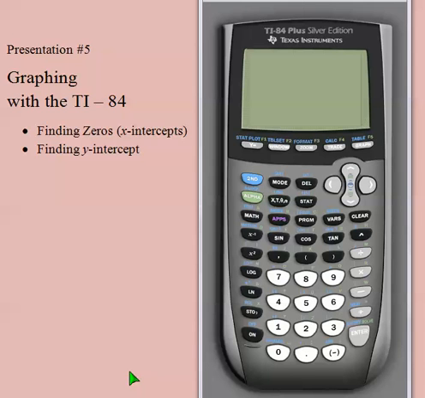Welcome to presentation number 5 on using your graphing calculator. What we're going to be looking at today is finding the x-intercepts, or zeros, and the y-intercept. You're used to the y-intercept. It's where the graph crosses the y-axis. We haven't found the x-intercept, but the x-intercept is the point, or points, where the graph crosses the x-axis.